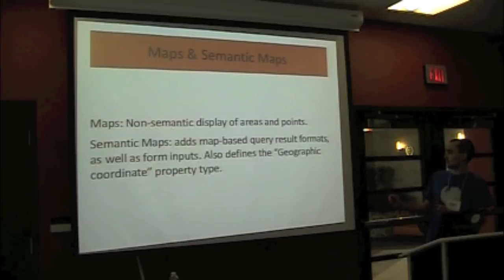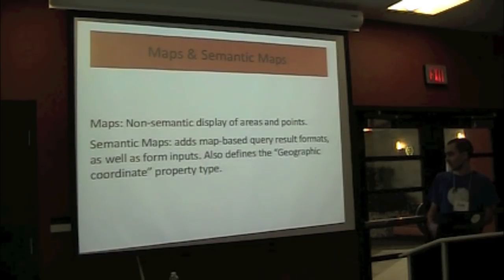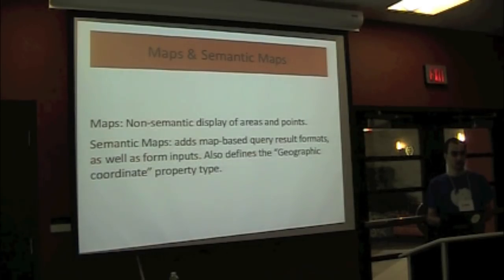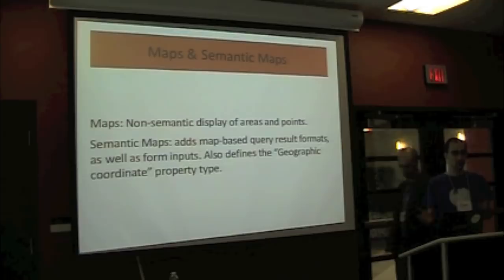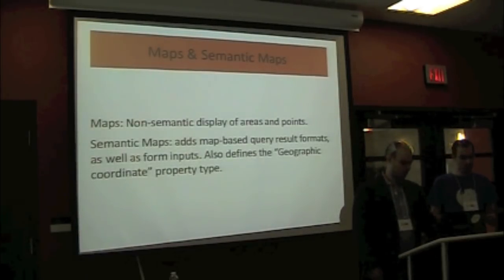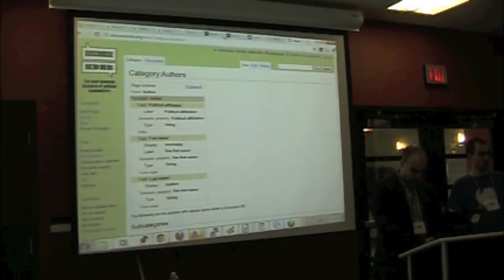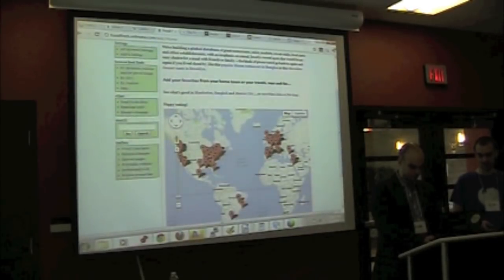Another extension that adds additional result formats is the Semantic Maps extension, which really focuses on all geographical kinds of visualizations. It also defines actual geographic coordinate properties. So when you're working with Semantic MediaWiki, it actually understands what the coordinate is, how to parse it, and how to convert it to other coordinate systems. It also allows you to do a bunch of interesting things, such as doing a query for everything that has a coordinate within a certain radius of another point. So you can do geospatial operations with it.